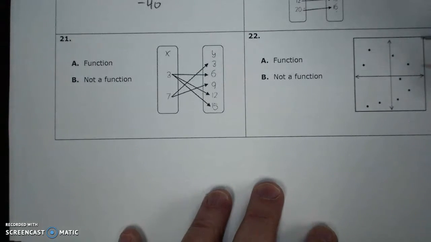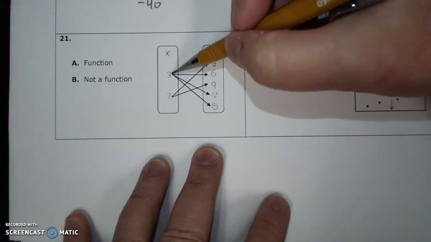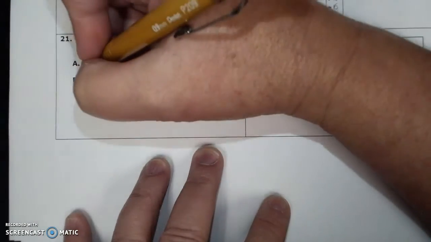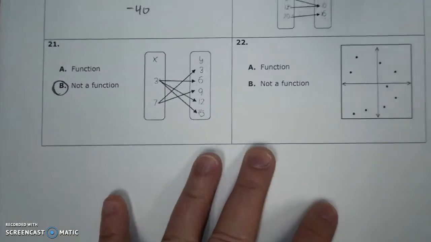This one, is it a function or not? I'm going to look at 3. 3, just think he's a person. He's going 3 places at one time. Not possible. Not a function.